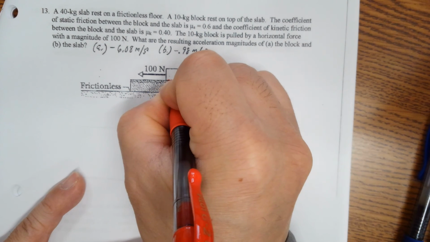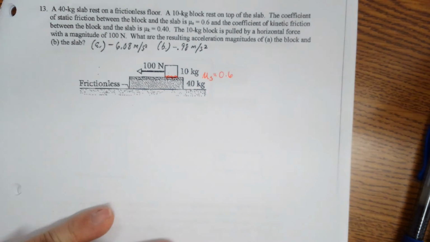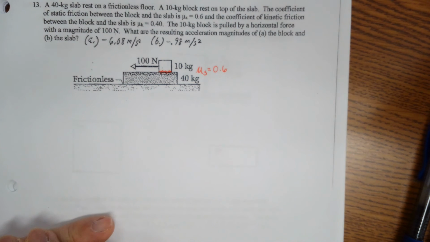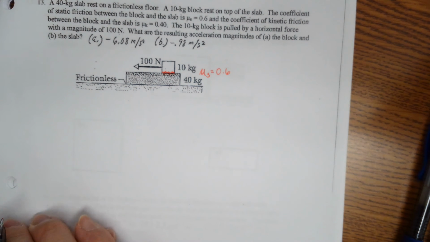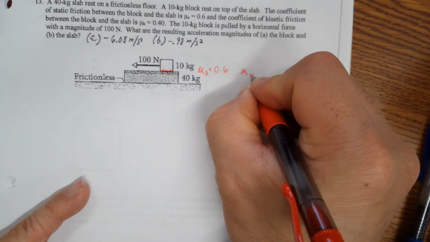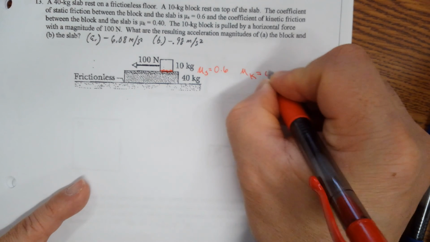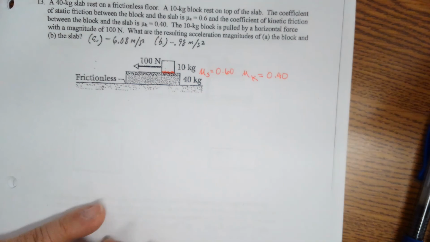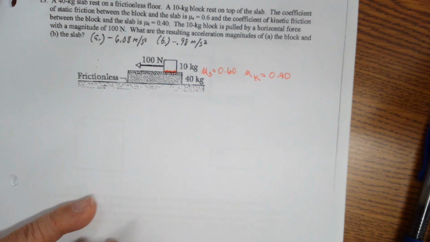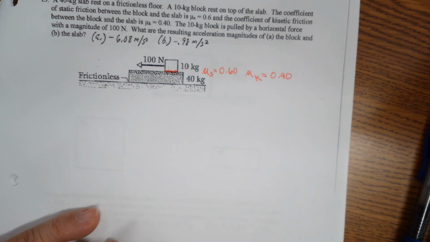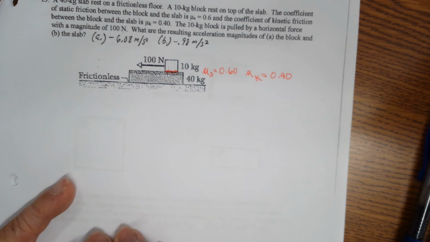And there's definitely friction here. And the kinetic friction between the block and the slab, so mu sub k is equal to 0.4. The 10 kilogram block is pulled by a horizontal force of magnitude 100 newtons. What is the resulting acceleration?